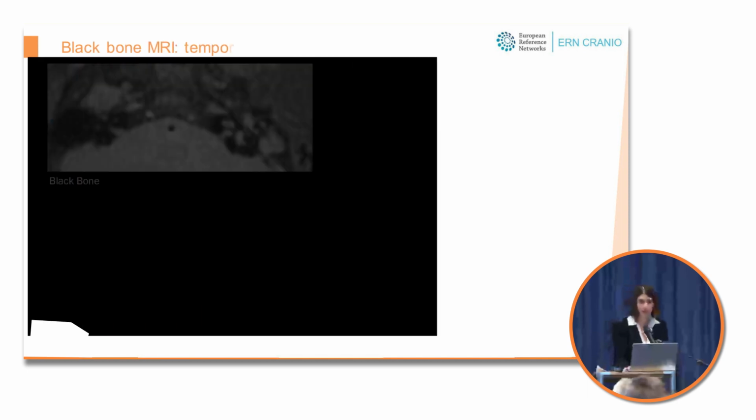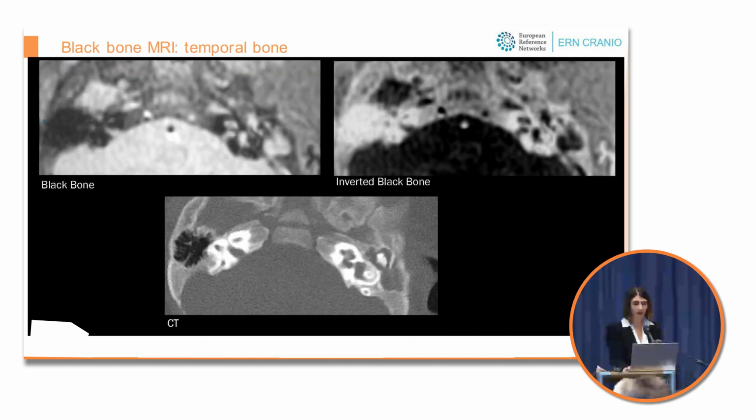While the statistical analysis is still in progress, we can make some preliminary evaluations on black bone MRI and review some normal and pathological temporal bone structures. This is the typical appearance of a black bone MRI on the temporal bone and of an inverted black bone that provides a visual appearance that is similar to the CT.